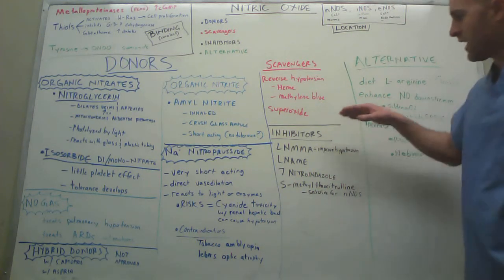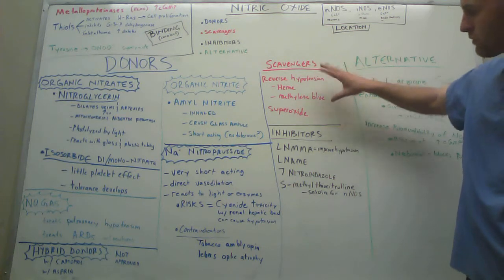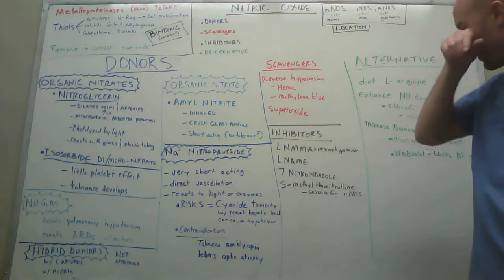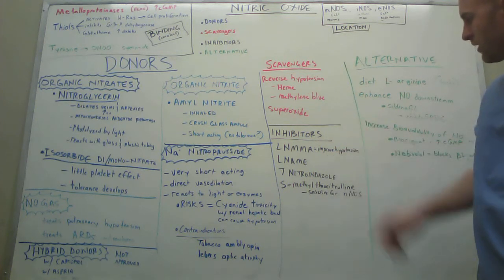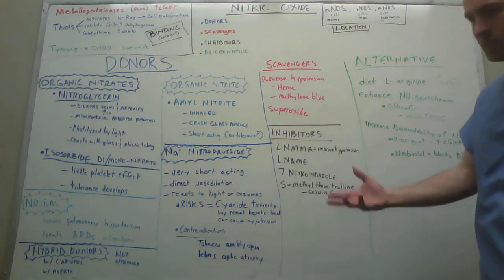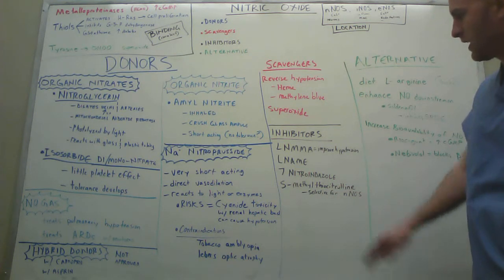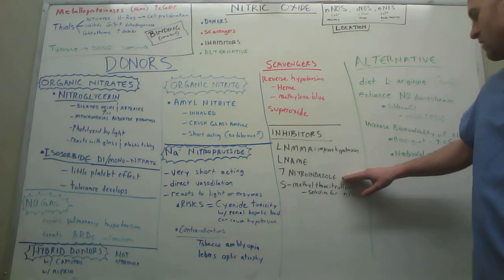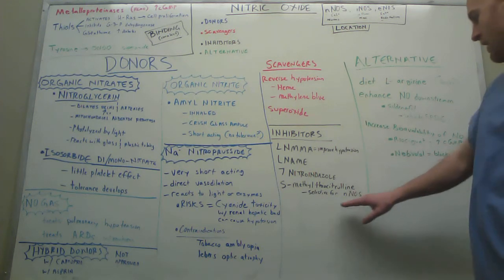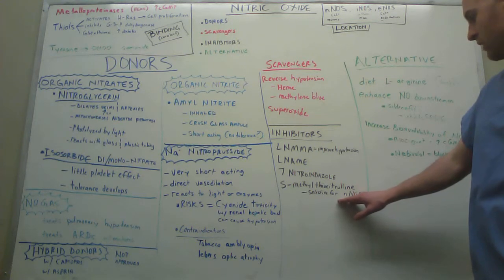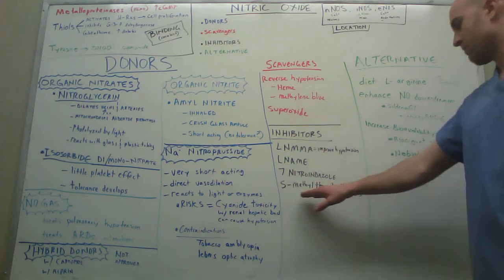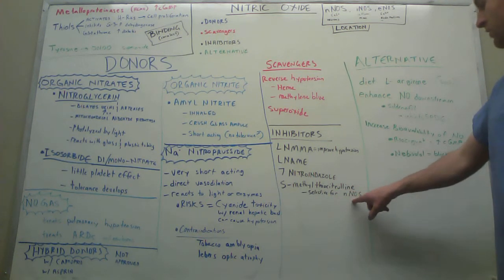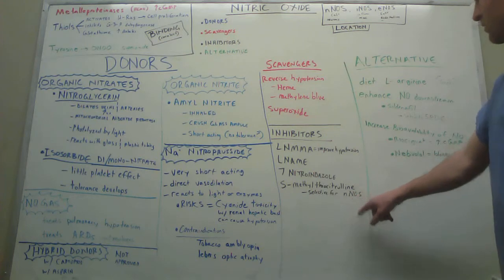Next is the inhibitors. This isn't removing it from the system, but inhibiting its effects. So L-NMMA is used to improve hypotension. It must mean that it makes it go away, I'm assuming, since it's inhibiting it. There's also L-NAME, 7-nitroindazole, and S-methylthiocitrulline. S-methylthiocitrulline is selective for nNOS. Okay, this big word here for nNOS.